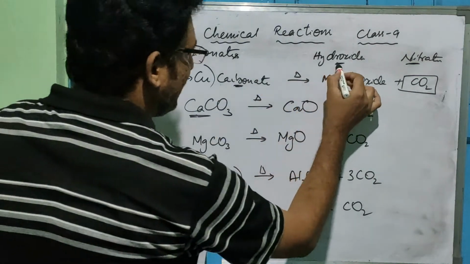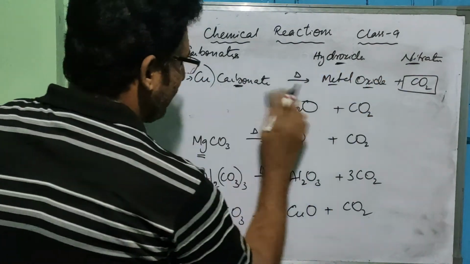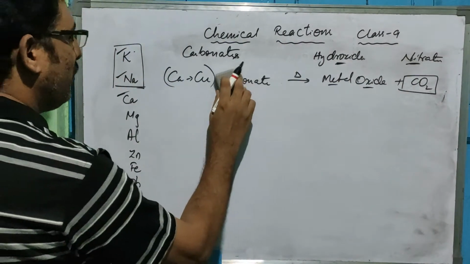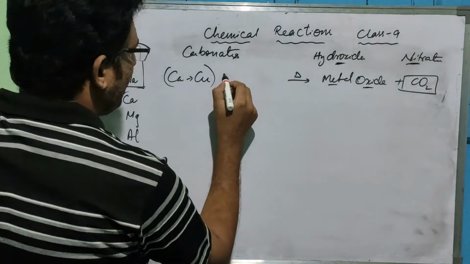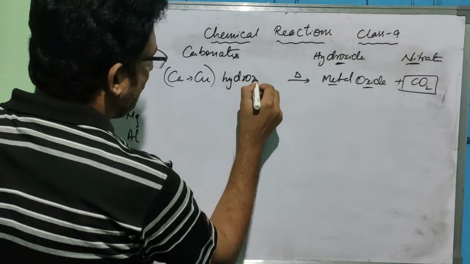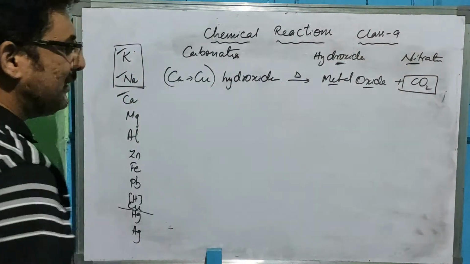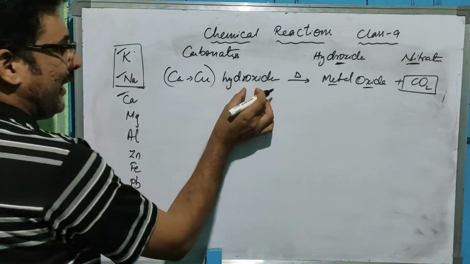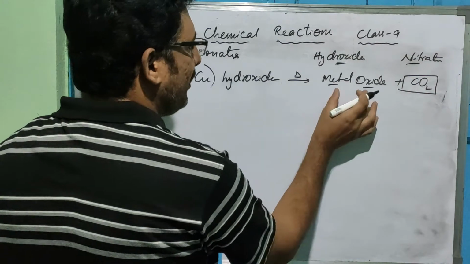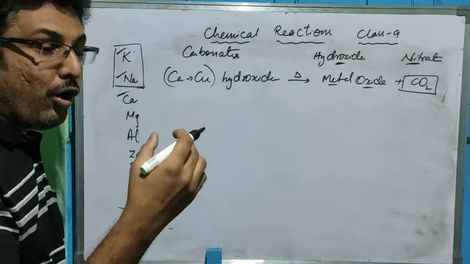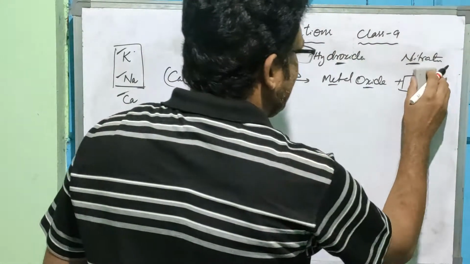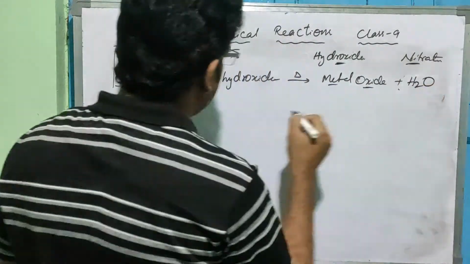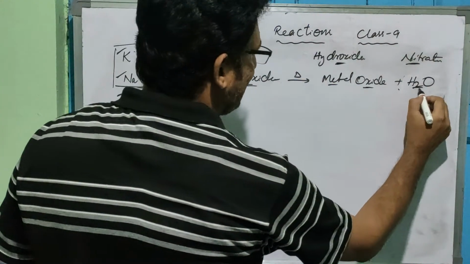So let's see the hydroxides of these metals, from calcium to copper. You can take any metal from calcium to copper, and its hydroxide on heating will give you metal oxide, but here you will also get H2O, water. Since it is a hydroxide, you will get water.